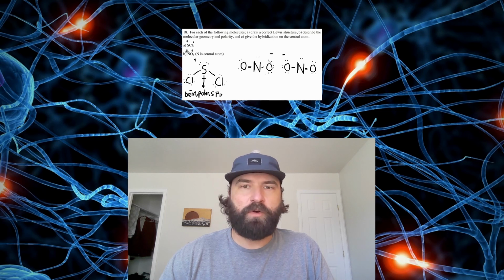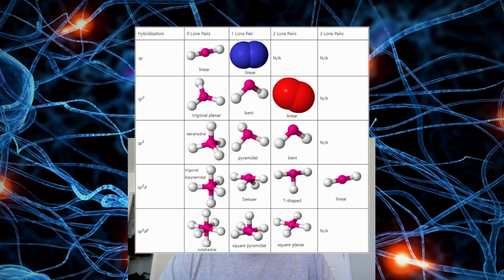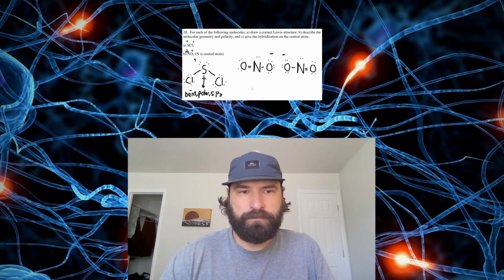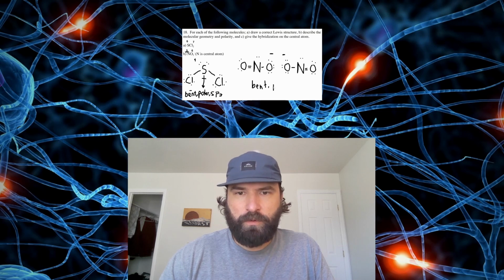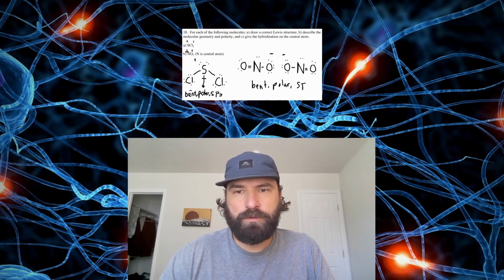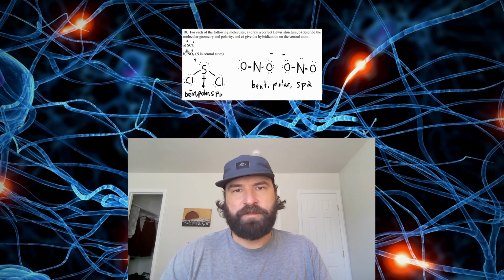And then again, if we go to our hybridization chart, we've got this structure with a lone pair on it, which is going to lead us to having a bent molecule. And bent molecules are going to be polar. So we've got these two structures. Both of them will be bent and polar. We've got two atoms coming off the central atom and one lone pair, so that's sp2 hybridization. And that's all the information they were looking for.